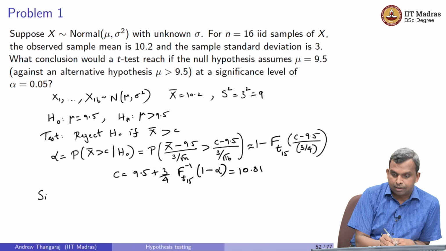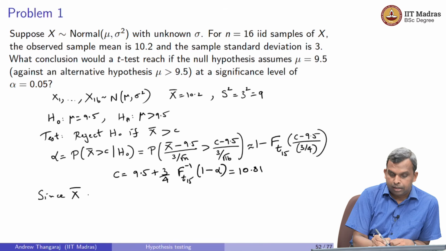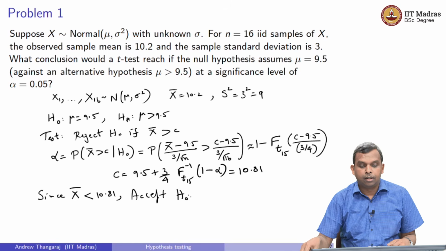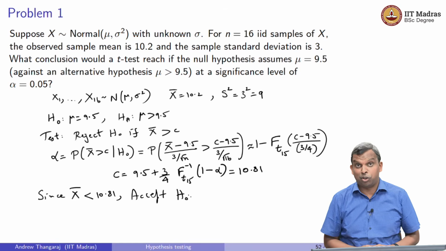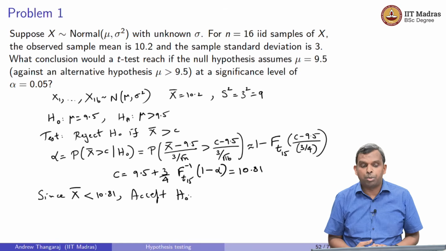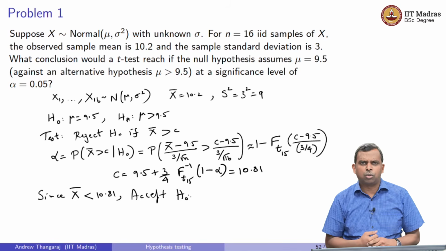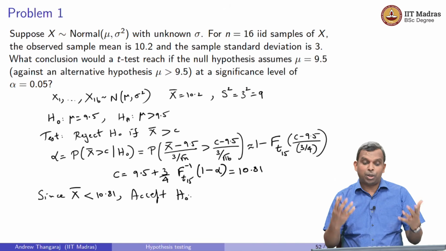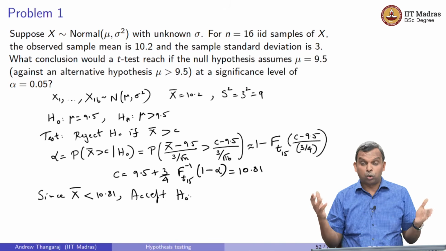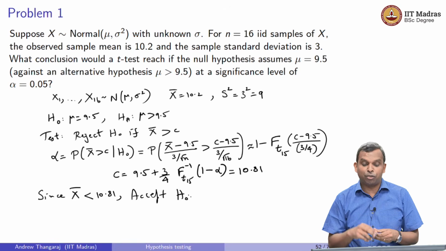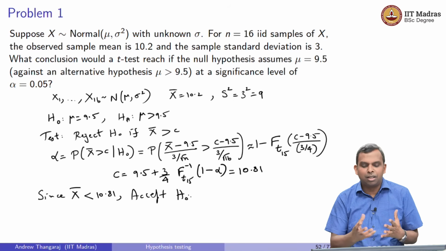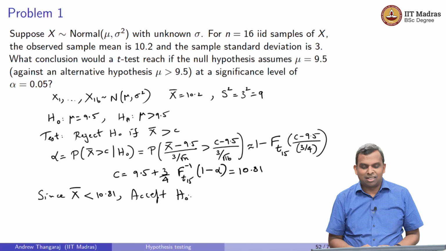Okay, and since x bar is less than 10.81, we go ahead and accept the null hypothesis. So at a significance level of 0.05, with type 1 error probability 0.05, we end up accepting h naught. Once again, what does that mean? You have to always think of what that means. If we were to repeat this kind of test 1000 times, in 5% of the times, if we reject h naught, we would actually be wrong. We would have made an error. So that's what it means.